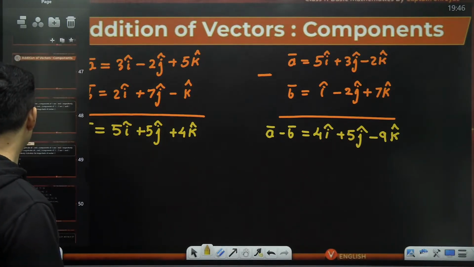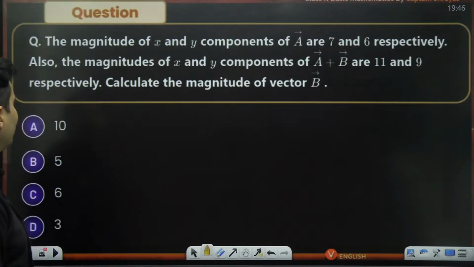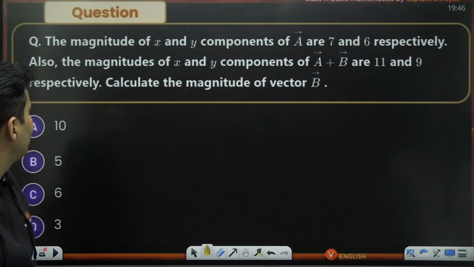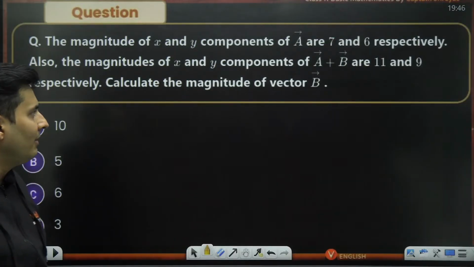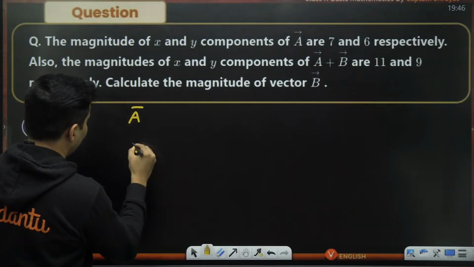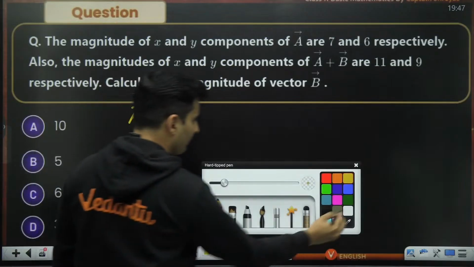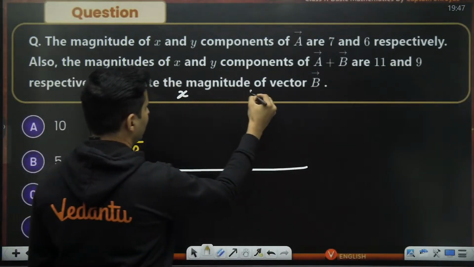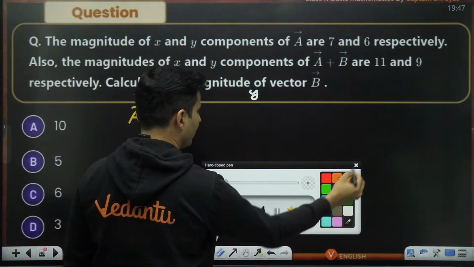All right. So let's do a question on this maybe. The magnitude of x and y components of A are 7 and 6. Also, the magnitude of x and y components of A plus B are 11 and 9. Calculate the magnitude of vector B. Oh my God. Vector A, vector B, vector A plus B. Okay, fair enough. And here we'll put x component, here we'll put y component. So think about it, what is given over here.